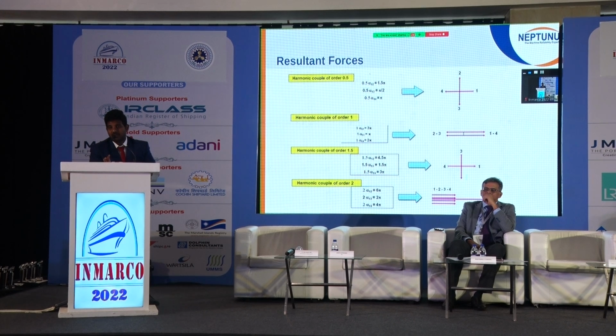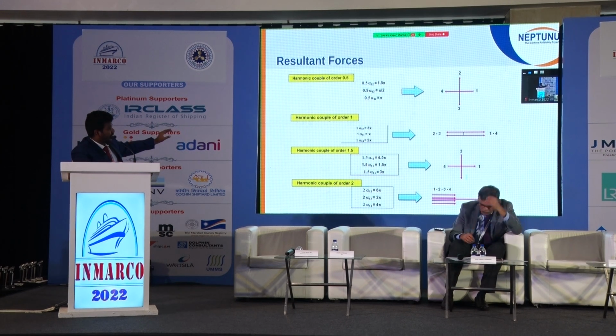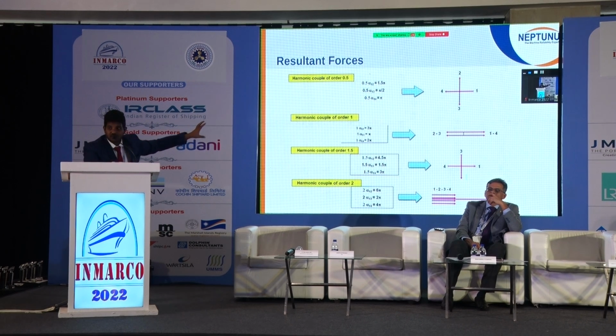Harmonics: when I say harmonics, it is a frequency study. Frequency is nothing but 1 by time. So there are harmonics in different orders. But what happens with all of those harmonics? You can see the harmonic couple 0.5. What is happening is there are harmonics in 4 directions, and when all of them are equal, they're all negated. So there is no harmonic there.